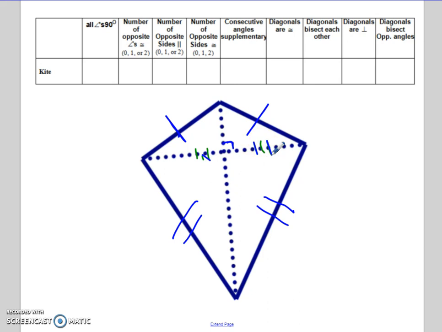I don't know how it changed from blue to green. Yikes.